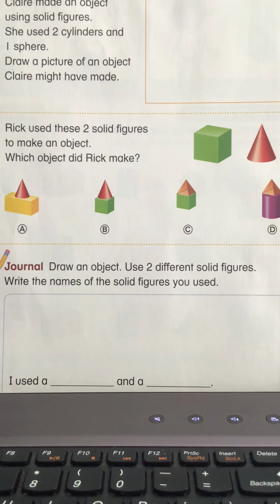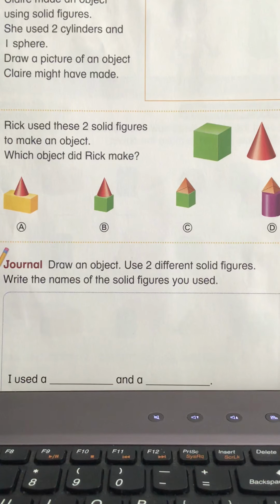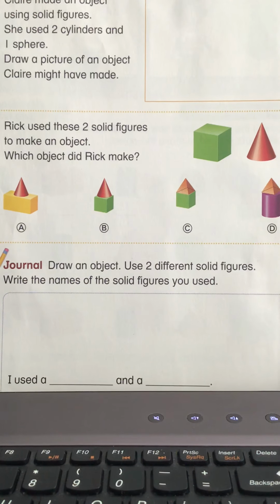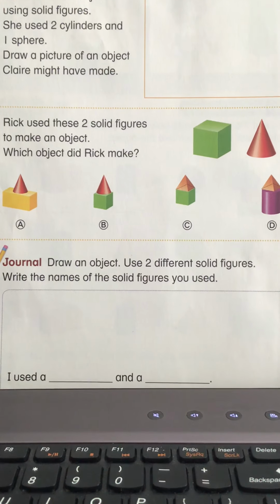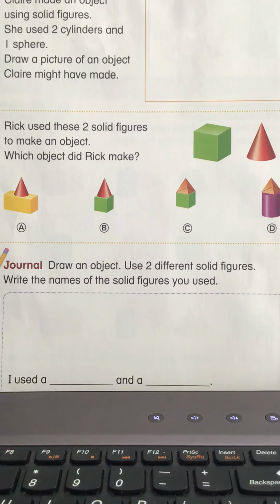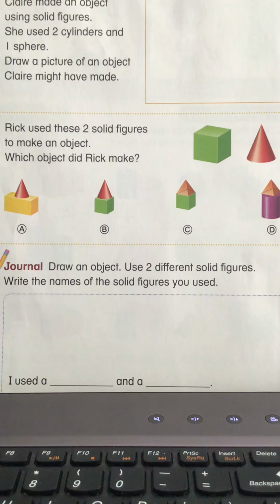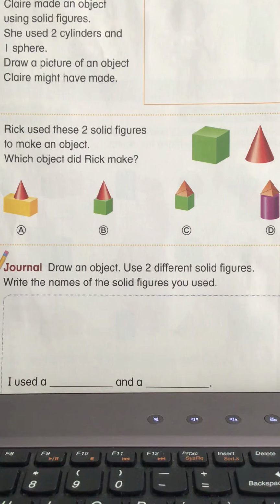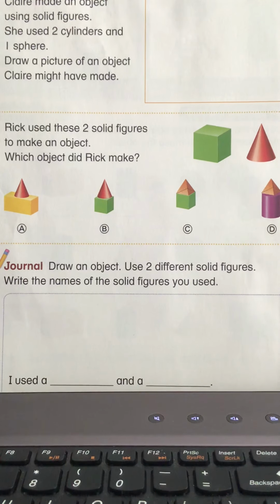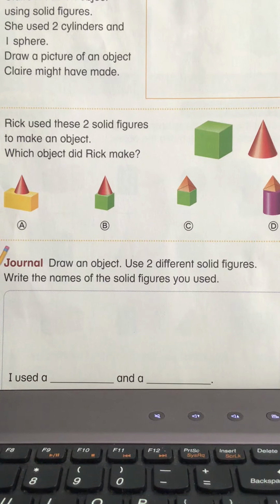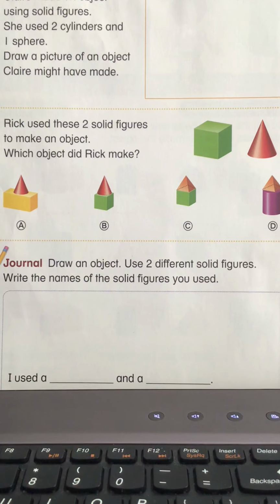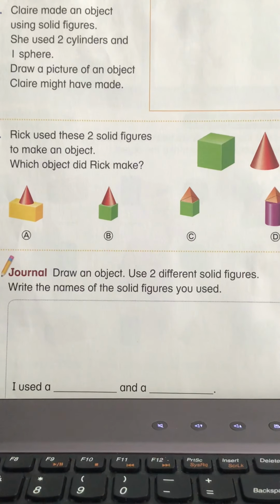And at the bottom, draw an object, use 2 different solid figures. Write the names of the solid figures you used. So you get to make up your own design. You could use a rectangular prism, a cone, a pyramid, a cube, a sphere, a cylinder. Draw anything you would like using two different solid figures. And that's it for math today. Easy peasy.